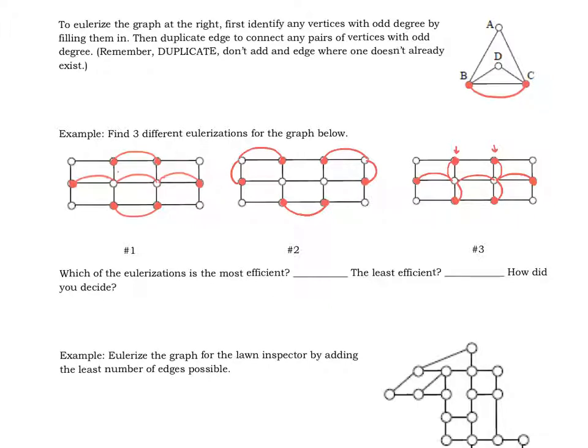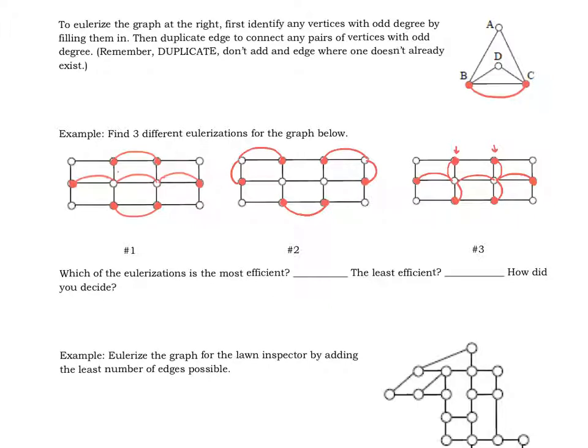Which of the Eulerizations is the most efficient? Which is the least efficient? And I intentionally did number 3 the way I did to make it a little less efficient. Efficiency is going to be measured in how many edges you duplicated.